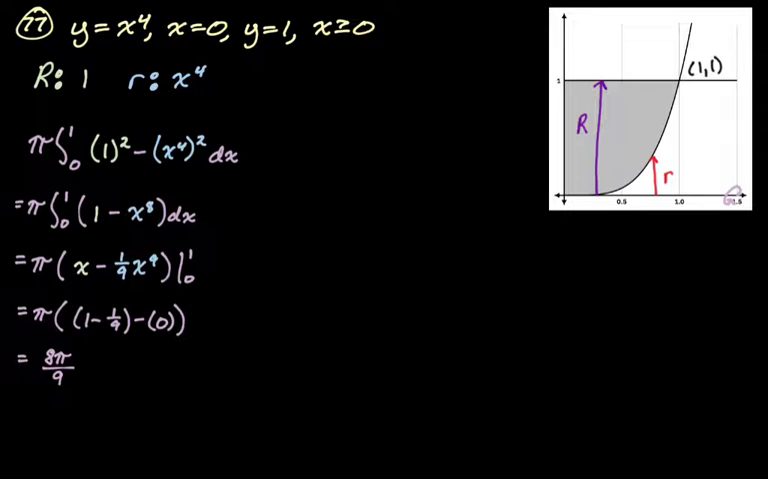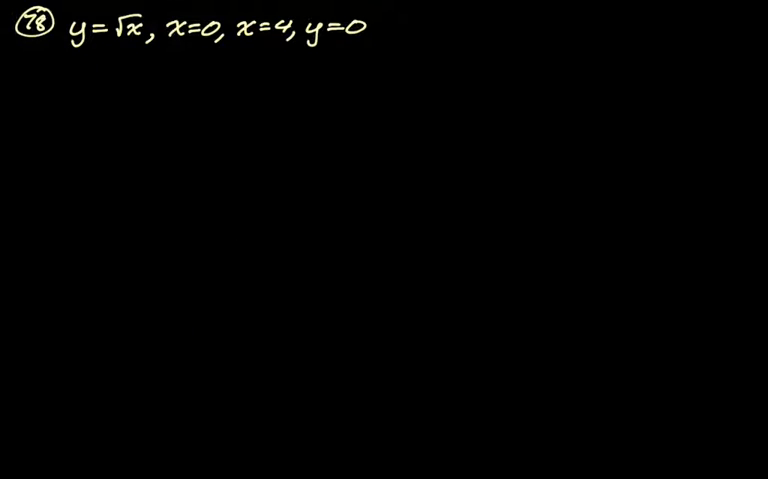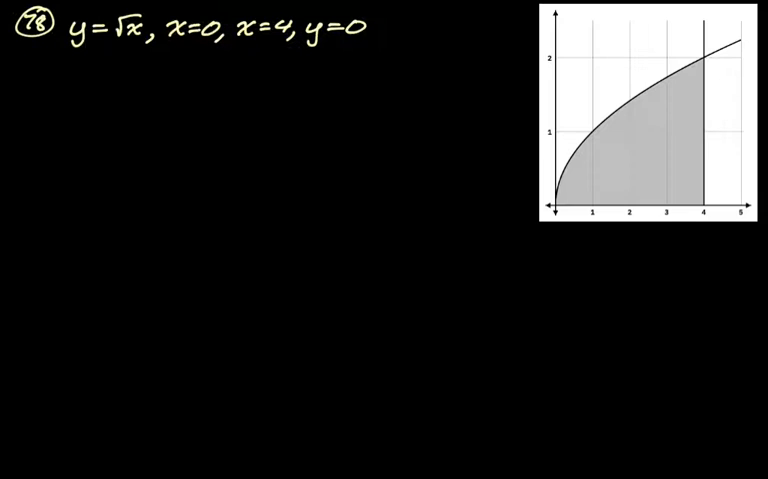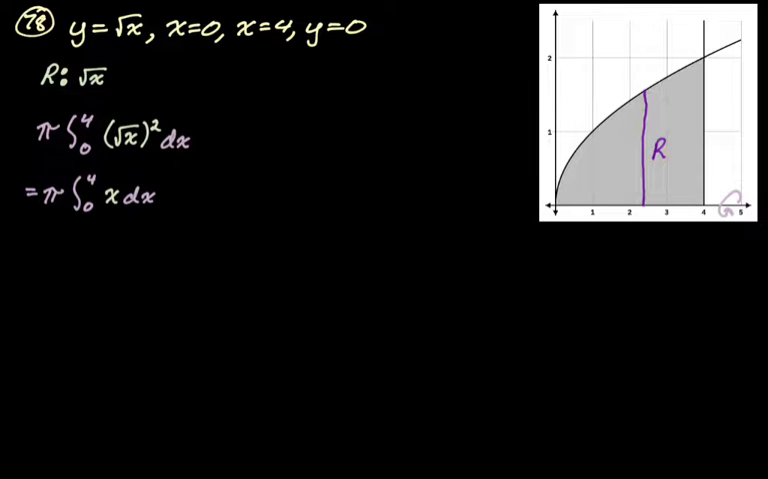Let's take a look at number 78. We've got y equals the square root of x, x is 0, x is 4, y equals 0. So this is just the square root graph. And so we are going to go around the x-axis. We're going to draw in our radius. Once you do a bunch of these, you get very comfortable with it, I find. So the radius is just square root of x. So it'll be pi. We are going from 0 to 4. And then our radius squared, so square root of x squared dx. Simplify the integrand, which is kind of like always the next step. So pi, 0 to 4 of x dx.